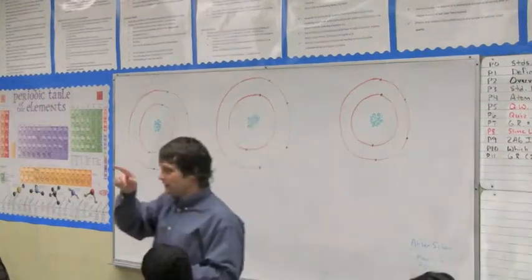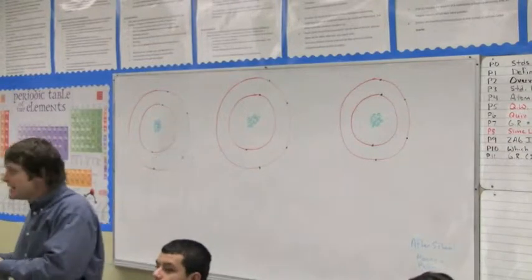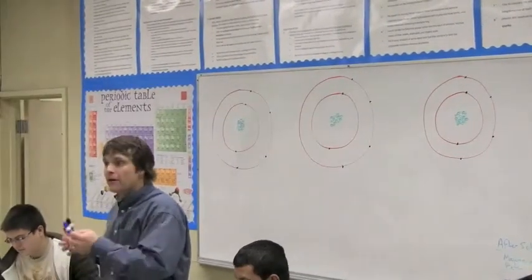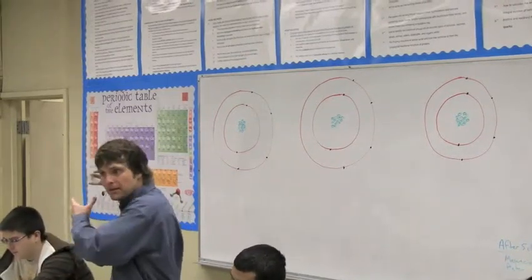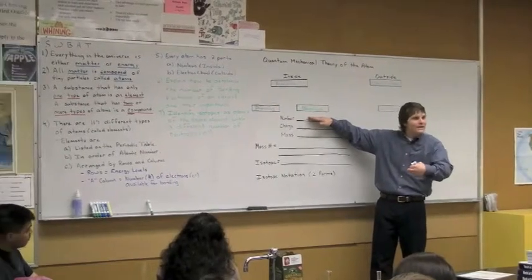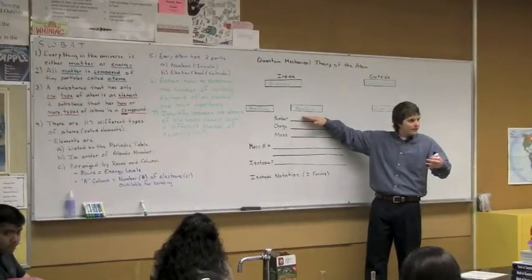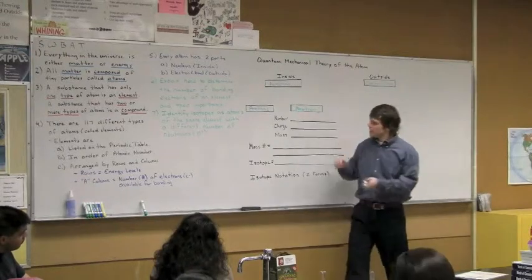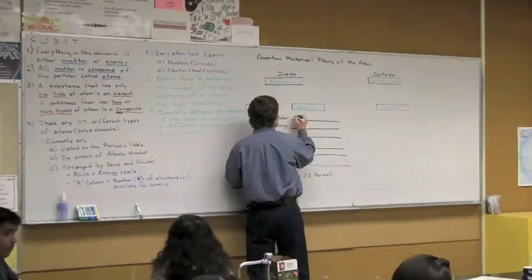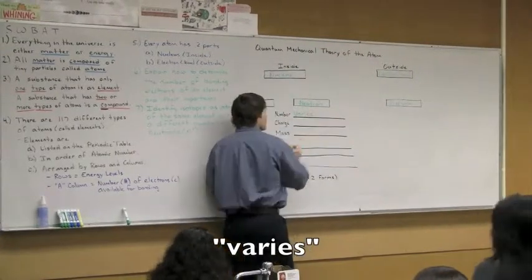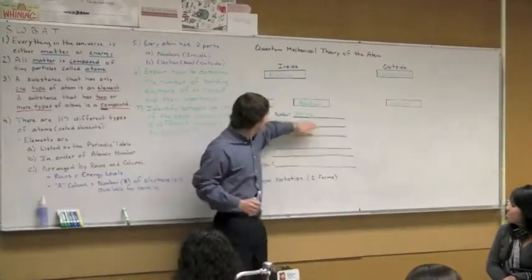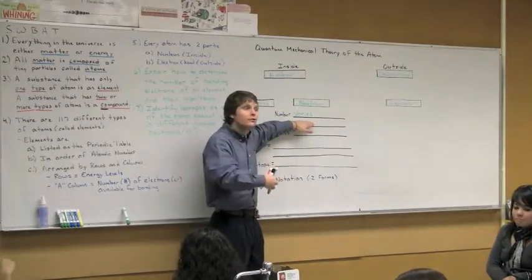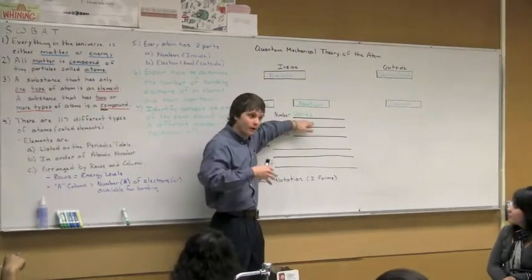So, when I write in our chart, how do you find the number of the neutrons? The number is not always going to be the same. It can be different depending on which atom you're looking at. For the number of neutrons, I have to write something that will indicate that it may be different. And so what I'm going to do here is write the word varies. The word that I use is varies. It may be different for each atom.